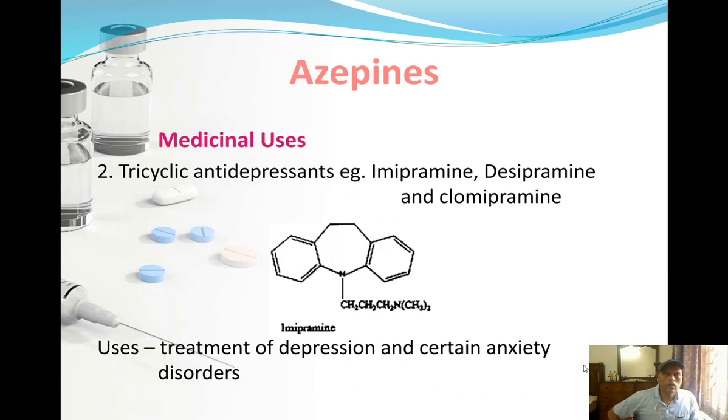The second use is that azepine rings are in tricyclic antidepressants. Examples are imipramine, desipramine, and clomipramine. This is the structure of imipramine, with the azepine ring with the two benzene rings fused. They are used in depression and certain anxiety disorders. So those are the uses of these tricyclic antidepressants.